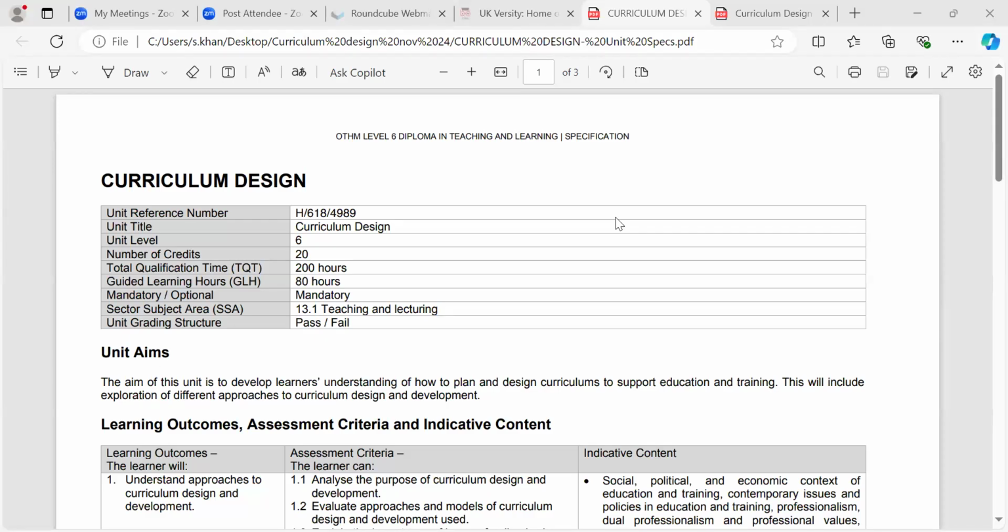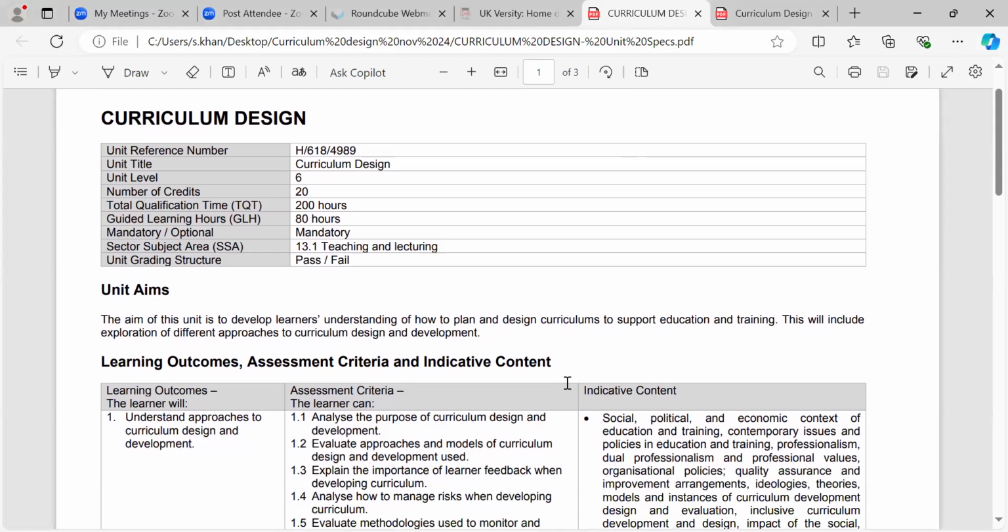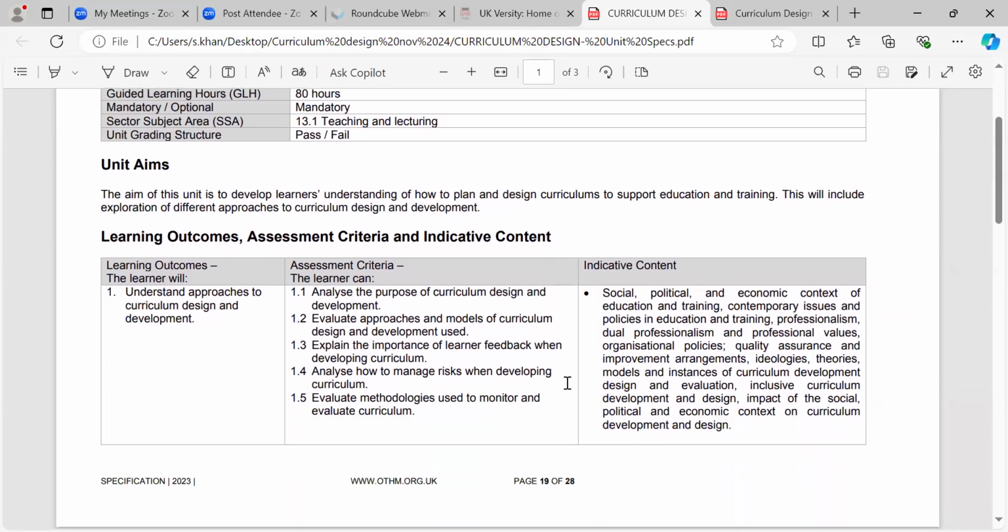So the unit specification: curriculum design is the unit, and its unit reference number is H6184989. It's a unit level 6, and the unit grading is a pass or a fail. The unit aim is to develop your understanding of how to plan and design curriculums to support education and training. This will include different approaches to curriculum design and development, so we'll be going through that in each learning outcome.